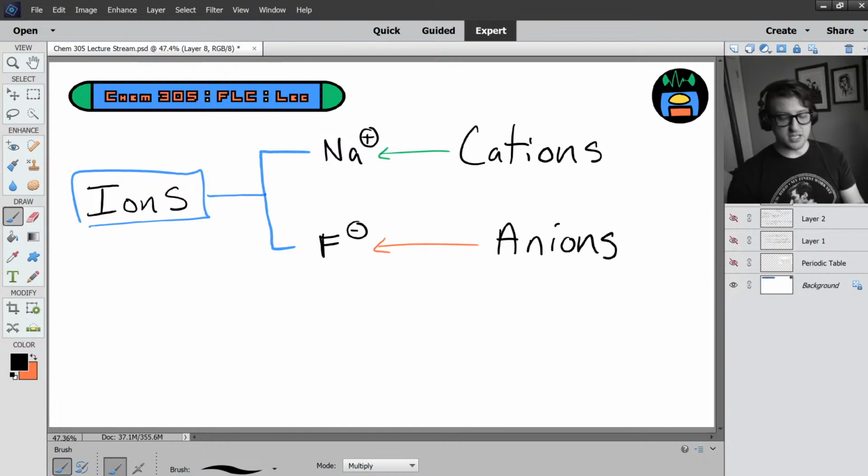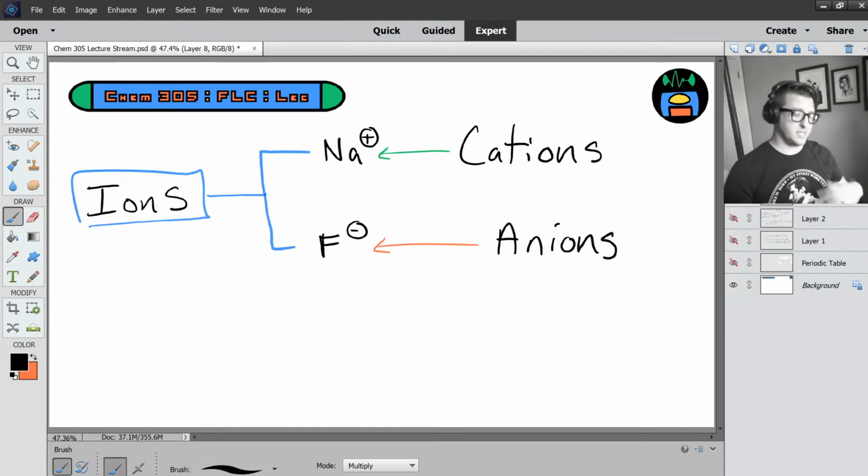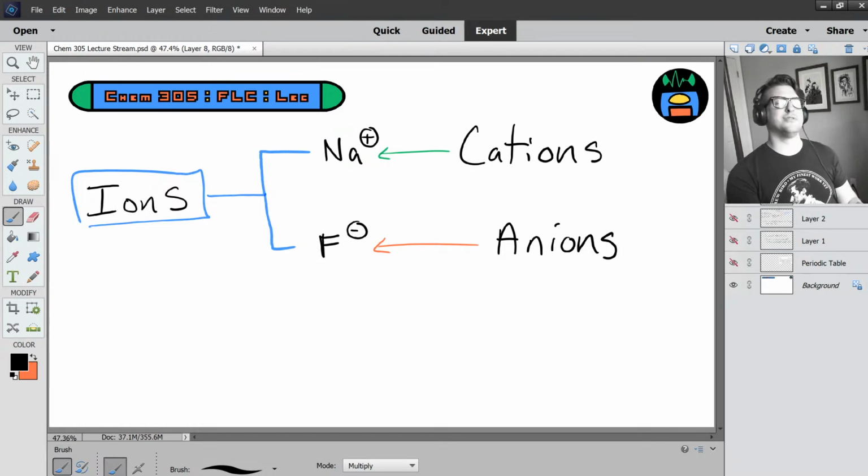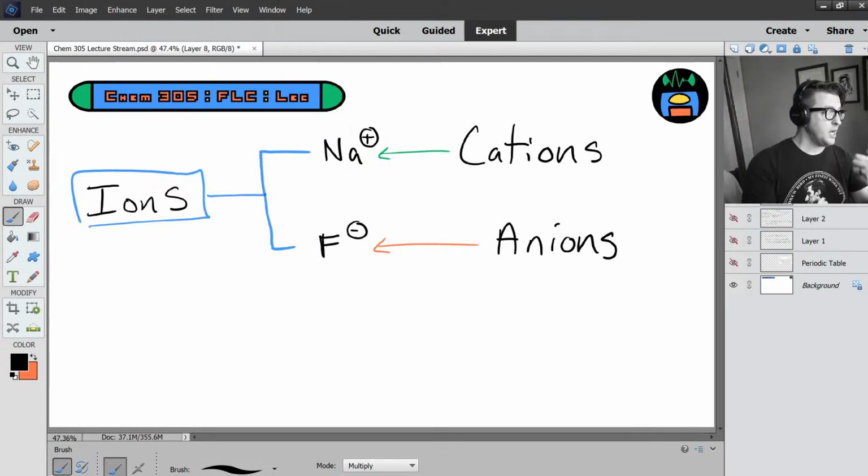All right, so ion is a general word that can relate to any species with an imbalance of protons and electrons. But if you want to be specific, a cation is an ion where there are more protons, so it's positive, and an anion is an ion where there are more electrons, so it's negative. All right, so that's kind of an introduction to what ions are.